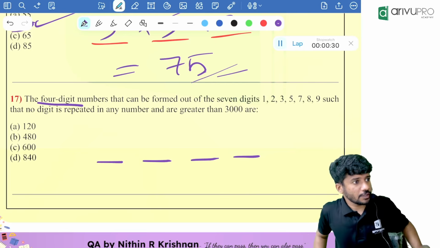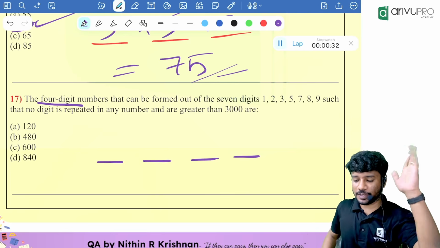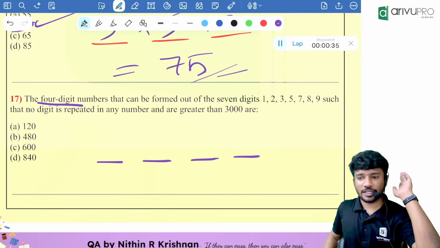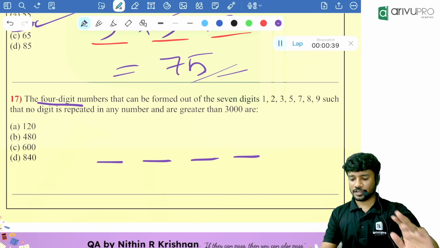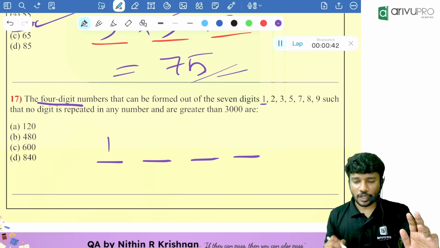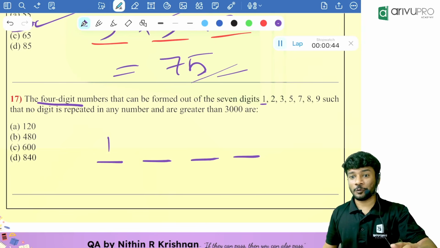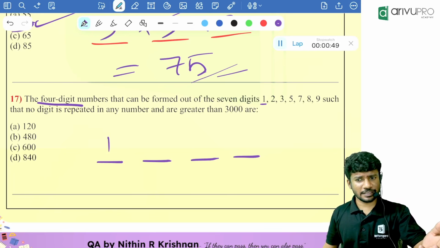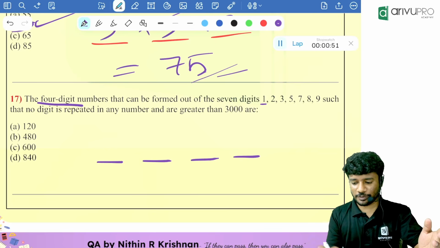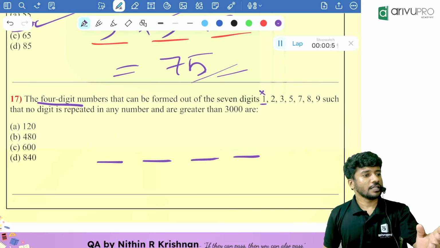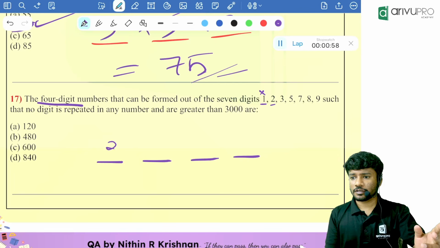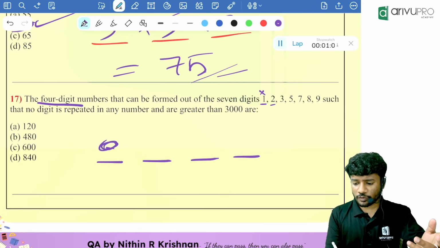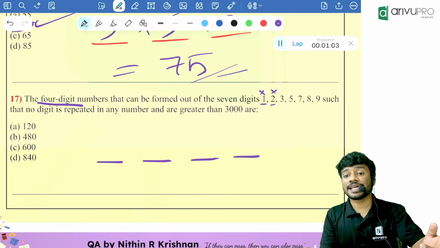Four-digit number, digits cannot be repeated, but the condition is it should be more than 3000. Now my first question: can we start the number with 1? No. Why not? That means the number will be 1000 something. Is it greater than 3000? No. Then can we start it with 2? No, we can't start with 2 also, because the number will not be greater than 3000.